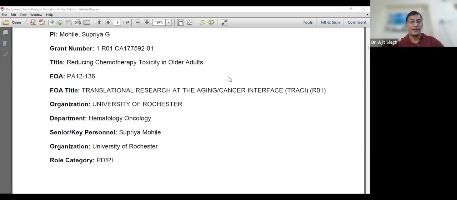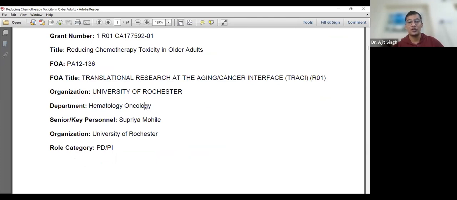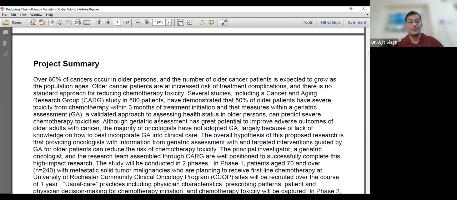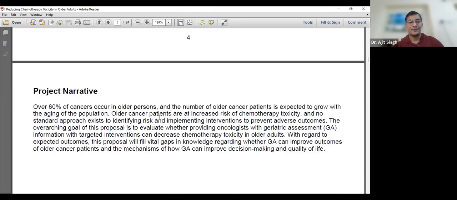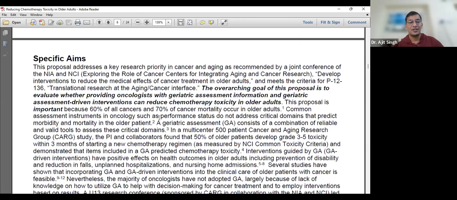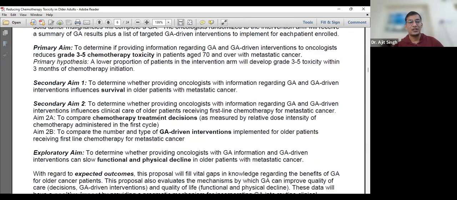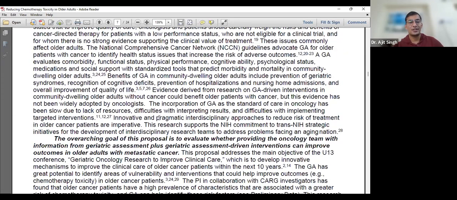Translational research at the aging or cancer interface, University of Rochester, hematology, oncology. Supriya Mohile is the key personnel at University of Rochester. Project summary, project narrative, specific aims, research strategy, introduction, approaches.